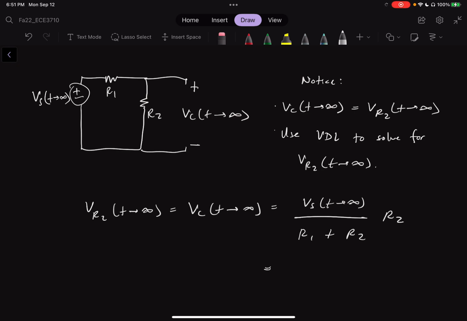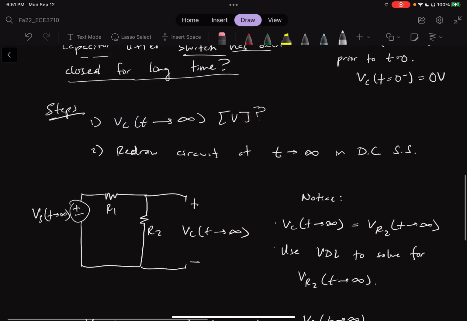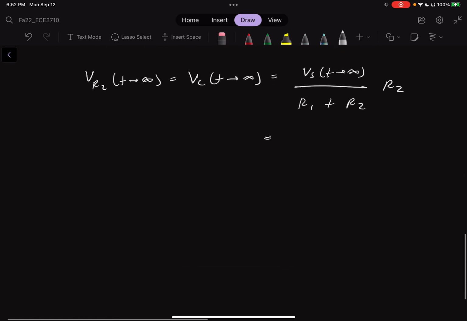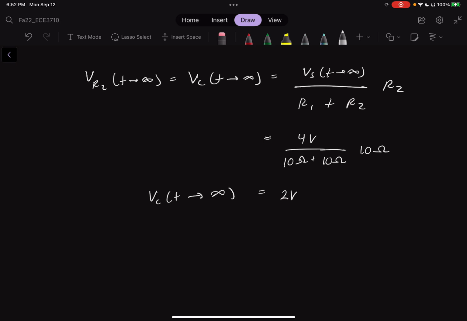What is the voltage of the supply as time approaches infinity? Go back to the problem statement. It was given that Vs of t is 4 volts indefinitely. So it's 4 volts divided by 10 ohms plus 10 ohms times 10 ohms. And you should get 2 volts is equal to the voltage of the capacitor as time approaches infinity.